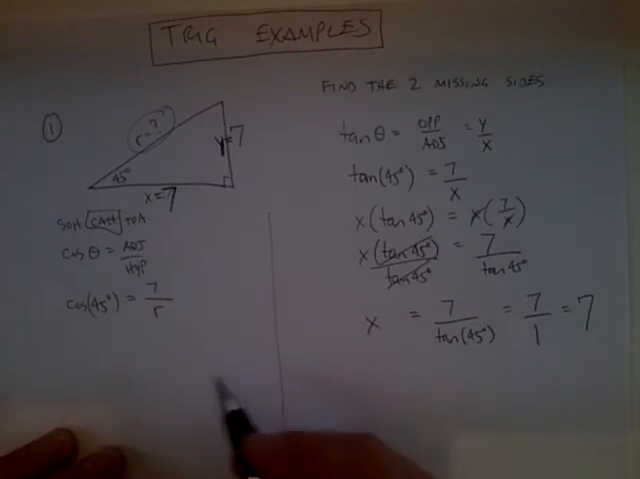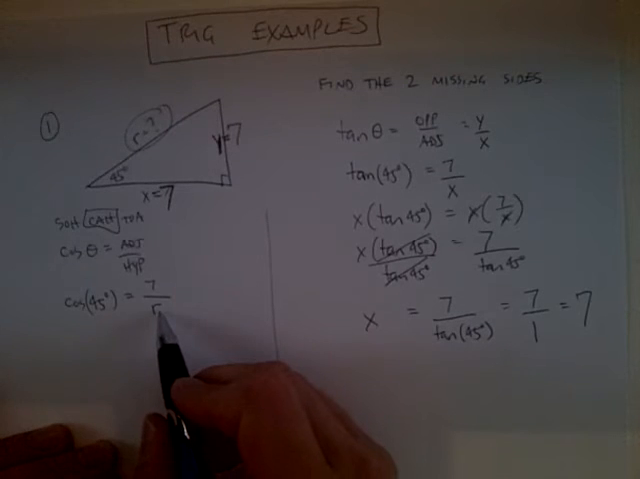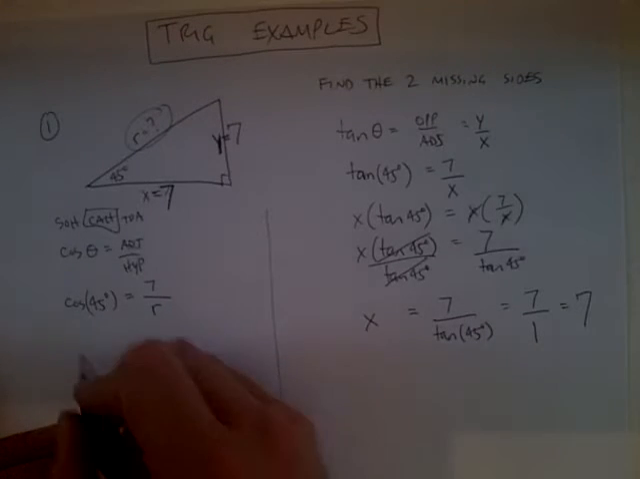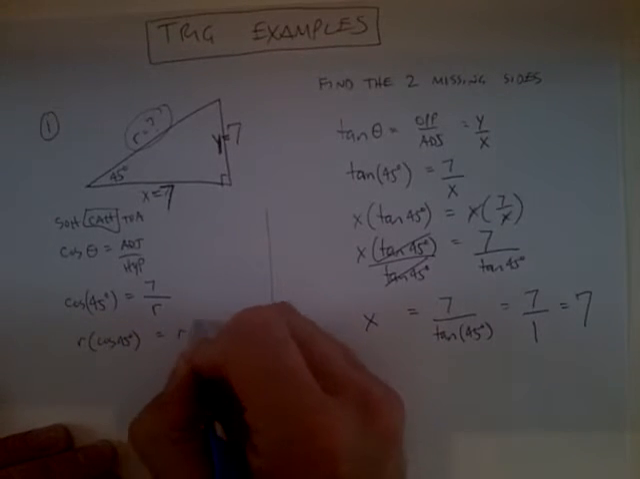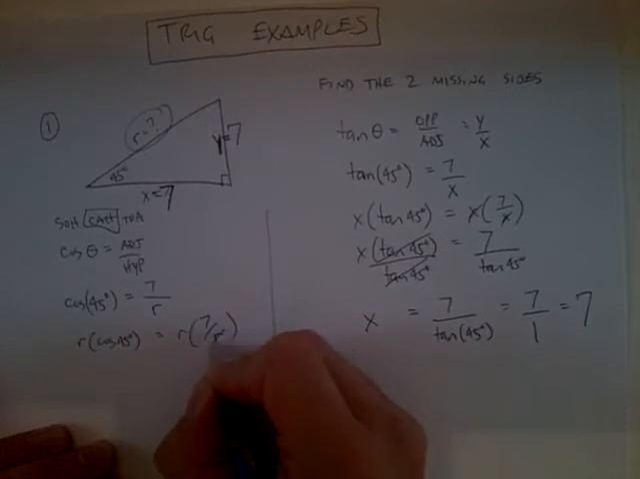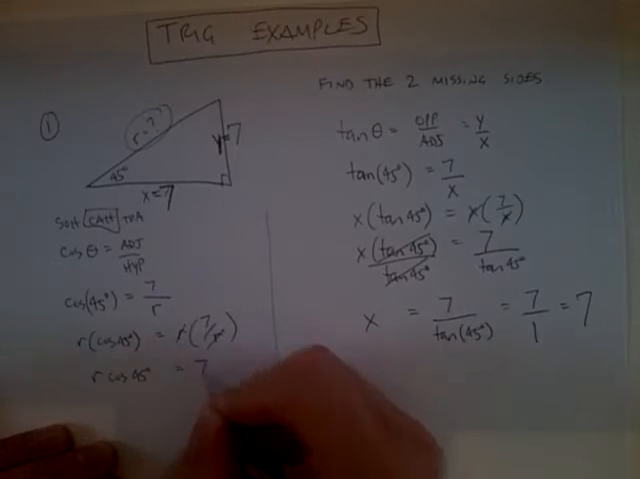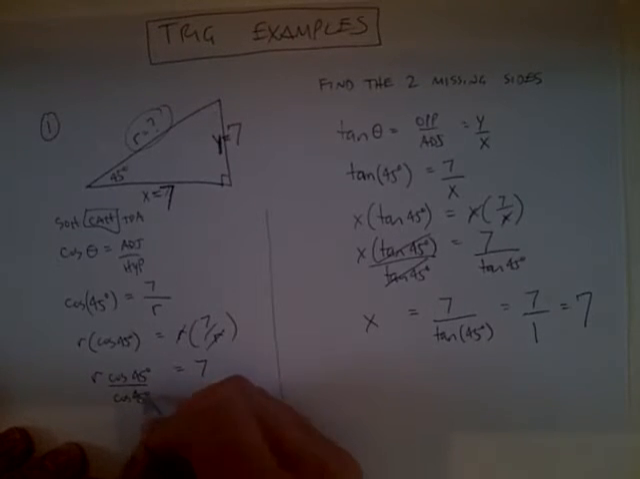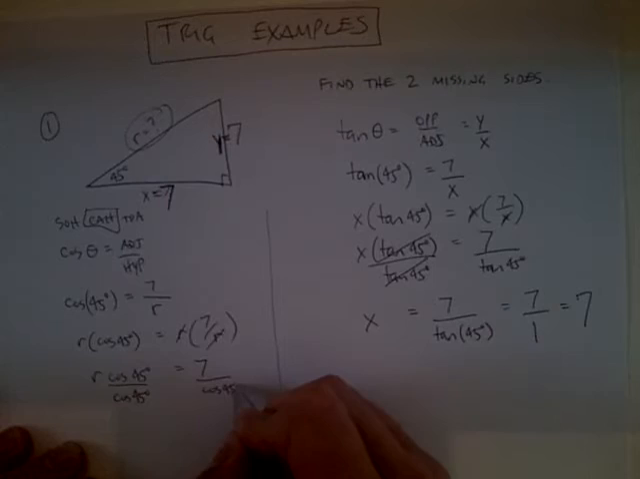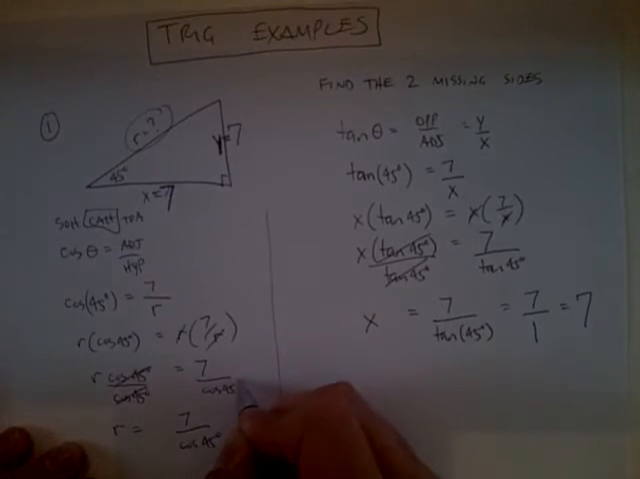So then we do it kind of the same way we did before. We just have to rearrange some stuff, get r on one side and get everything else on the other side. So r times cos 45 degrees equals r times 7 over r. R cos 45 equals 7. And then we divide both sides by cos 45 degrees. And then these divide out. R equals 7 over cos 45 degrees.